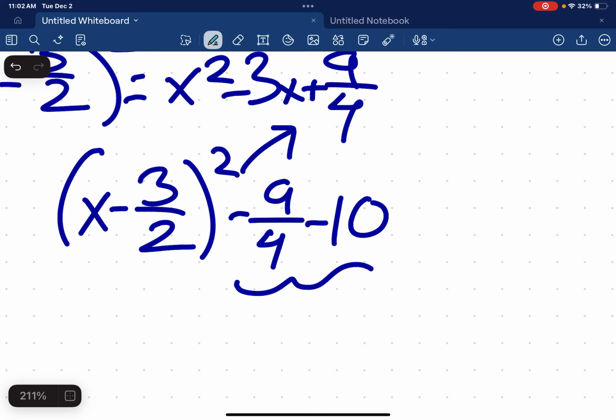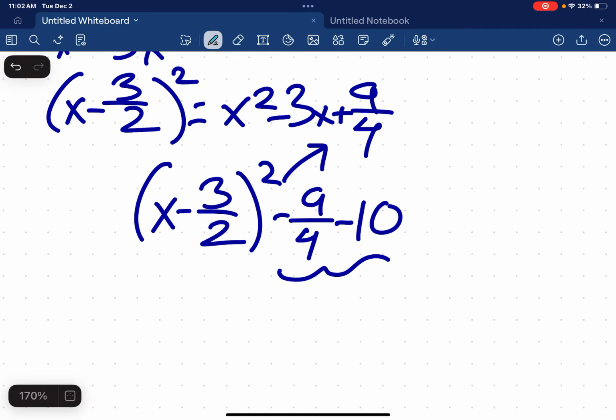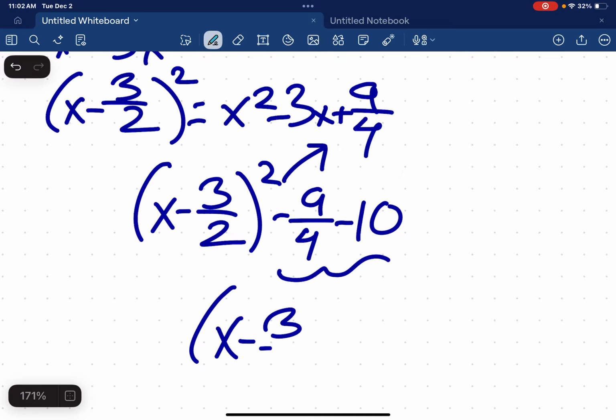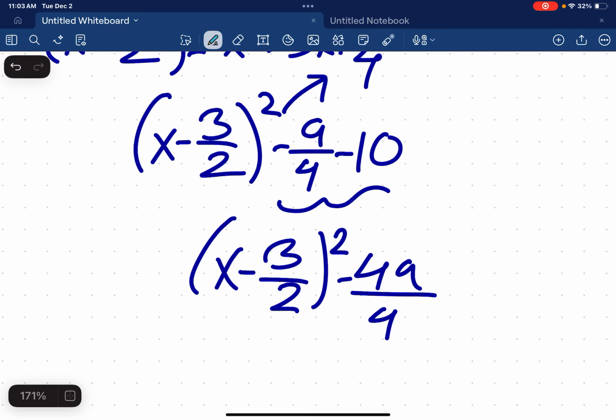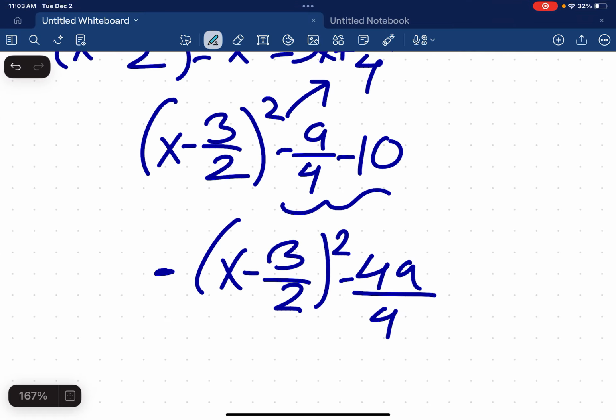Negative 49 over 9. Okay. So then we're left with x minus 3 over 2 squared minus, oh no, it's plus, well, it's a negative number, so it's going to become plus, or minus 49 over 4, and we can't forget this.